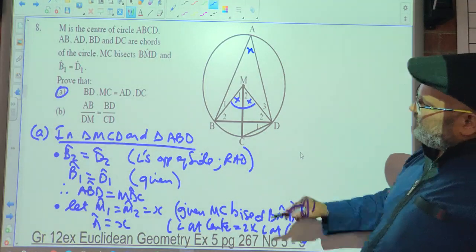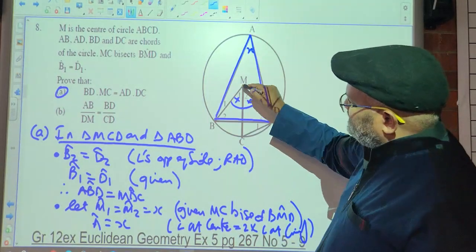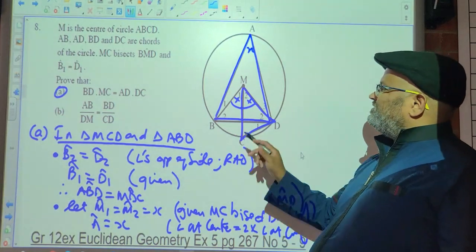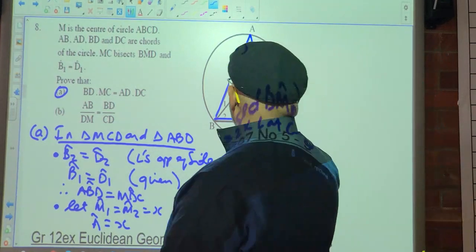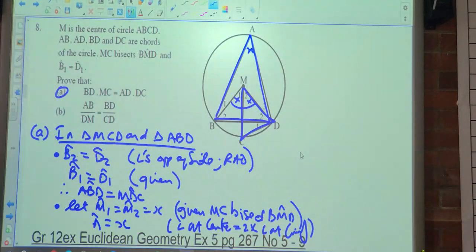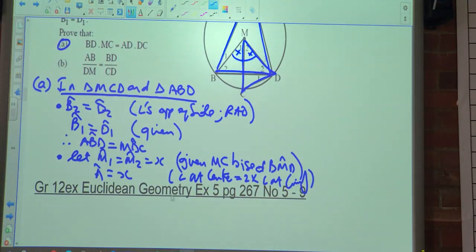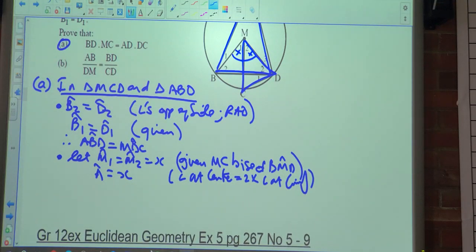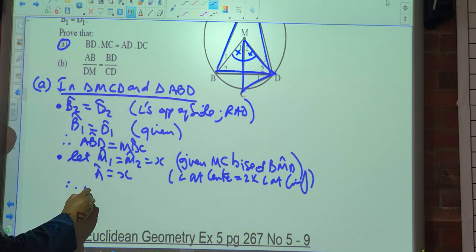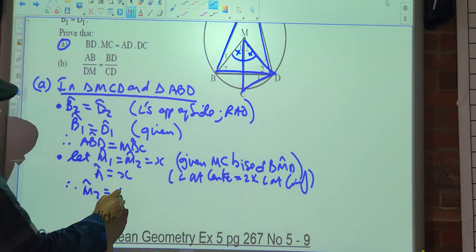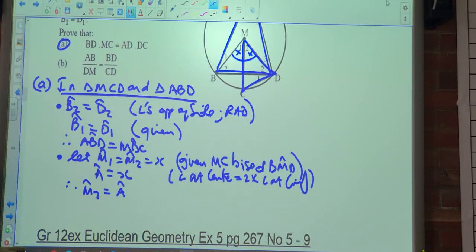So what do you notice now? Remember, these are the two triangles I'm in. What do you notice now? Therefore, M2 has to be equal to angle A.